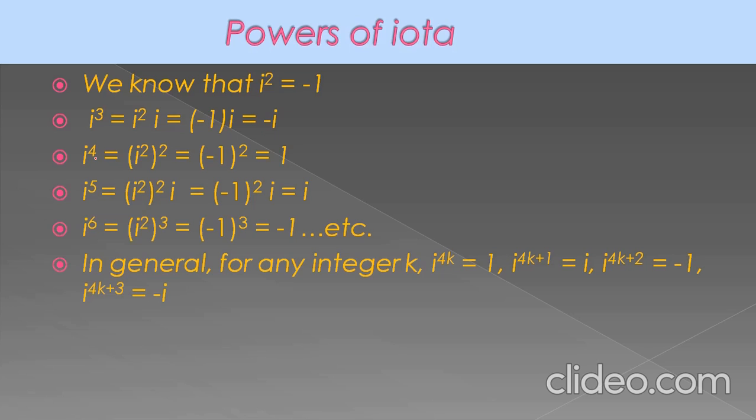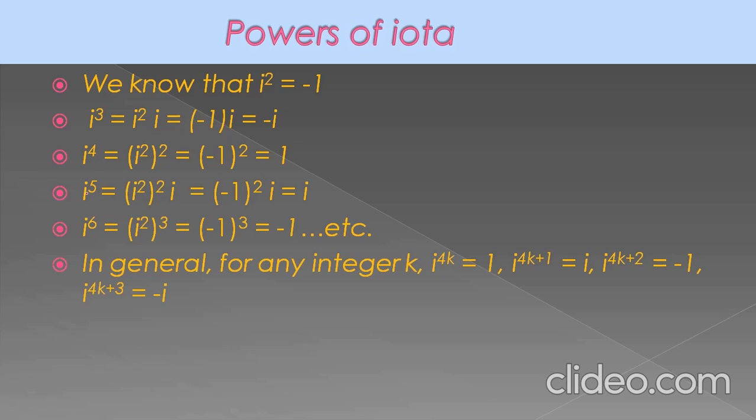Now we find out iota to the power 4. Now 4 can be written as 2 into 2, so it becomes square of iota square. Now iota square is minus 1, so it becomes minus 1 whole square, which is equal to 1. So we can say iota to the power 4 is equal to 1.